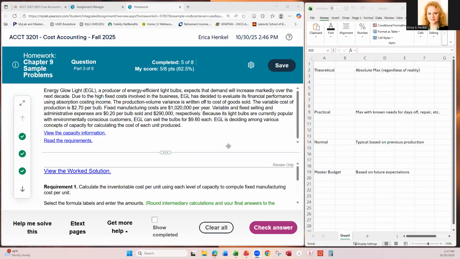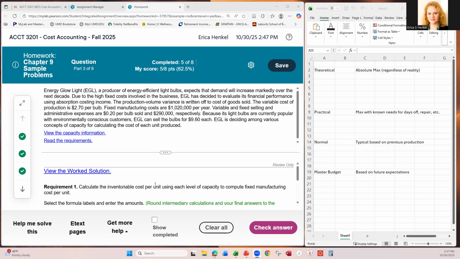Okay, so for problem number 6 here, we're going to walk through a simulation of what this looks like in terms of generating operating income for these 4 different capacity types. All right, so we've got Energy Glow Light, and they produce energy efficient bulbs, and we're expecting that demand is going to increase markedly over the next decade. So there's high fixed costs with this company, so they're going to use absorption costing, and their production volume variance is written off to cost of goods sold, just like we did in our earlier problem number 2.